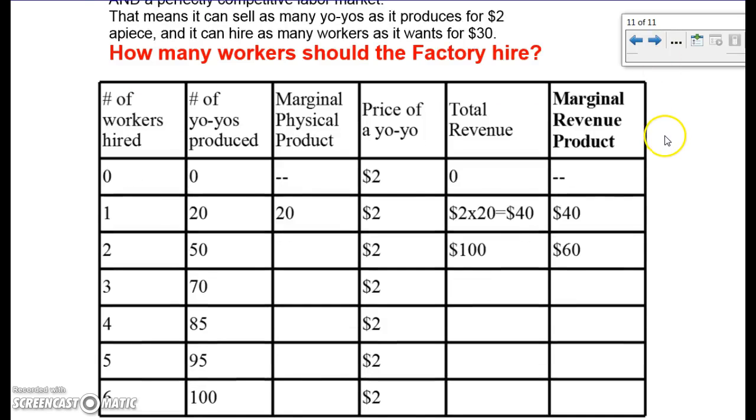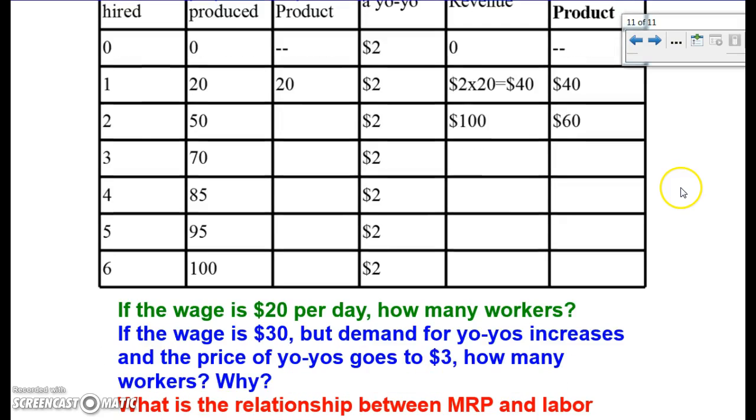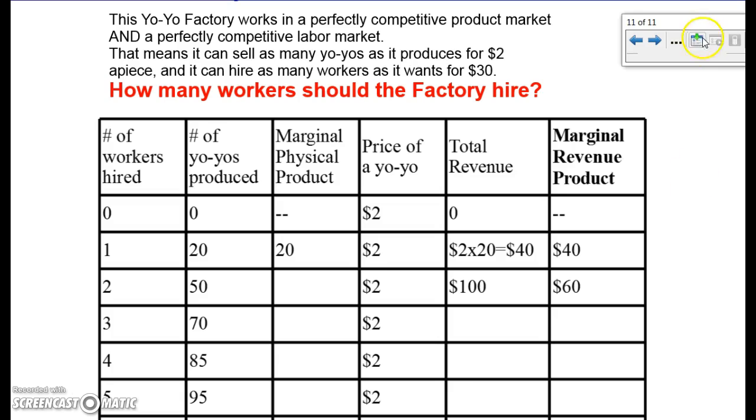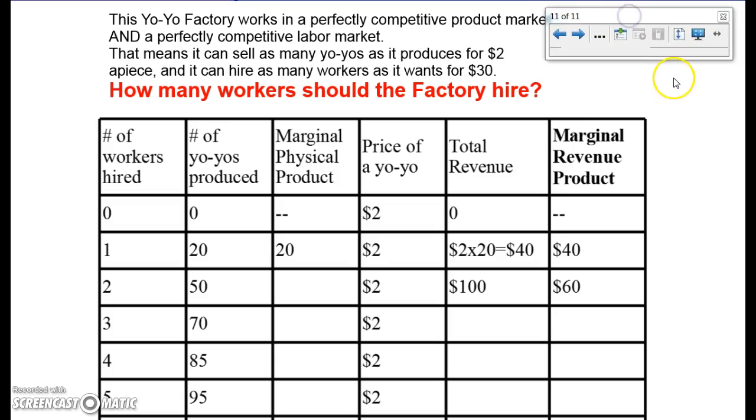All right, so you can look at this, and I'm going to encourage you to work through this yourself, and then we can go over this problem when you come to our next meeting.